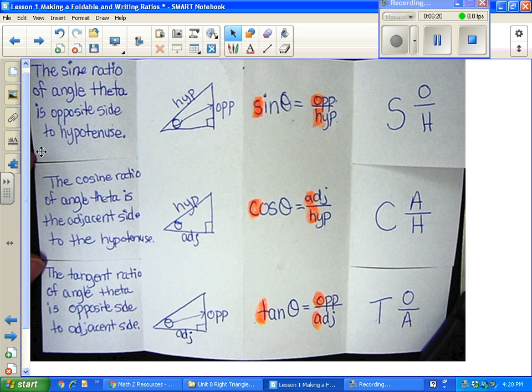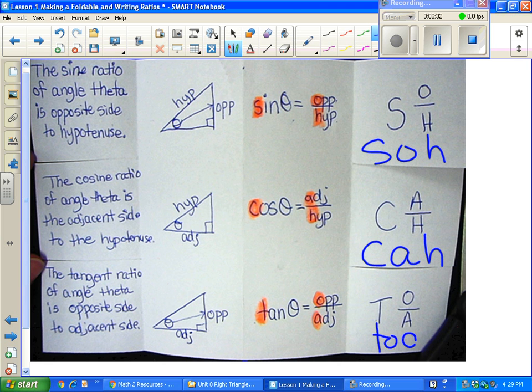All right, I want you to remember that old famous chieftain, Soh-Cah-Toa. S-O-H, that was on the front, Cah, C-A-H, Toa, T-O-A. Now, you can write it S with O over H, C, A over H, and T is O over A. Those are just ways to shortly remember.